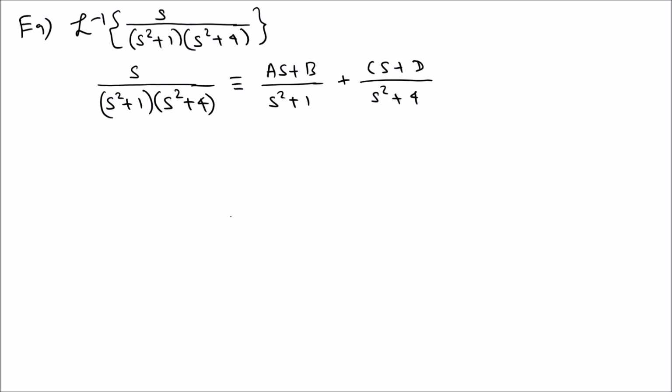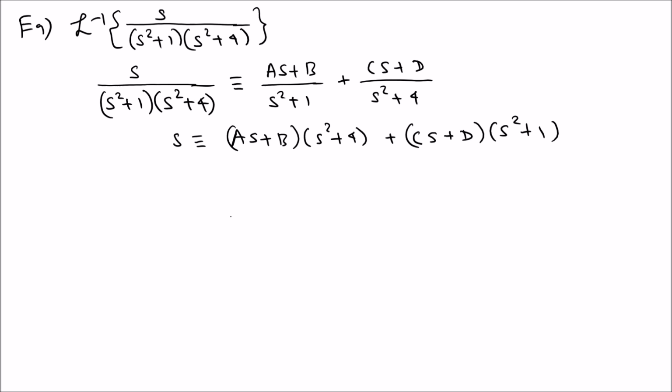Same thing, multiply by the denominator. So you're going to get s identical to as plus b times the other one, plus cs plus d times s squared plus 1. Next, many people try to distribute this, but I don't recommend that, because if you do that, you lose the pattern here. So let's not do that. I'm not going to distribute.